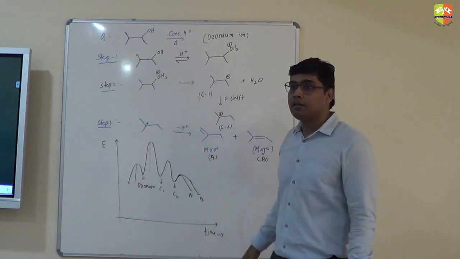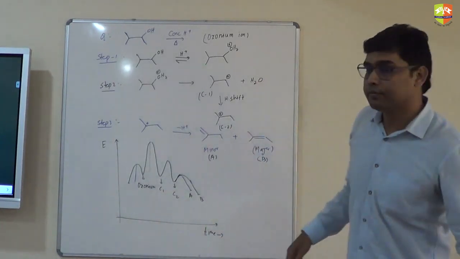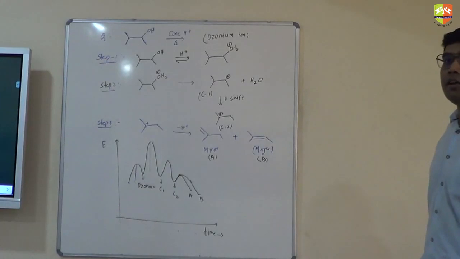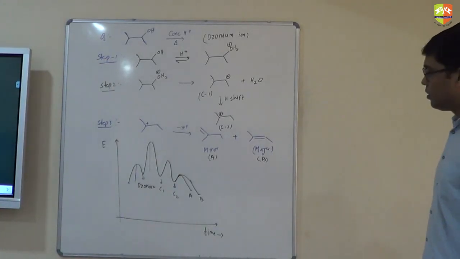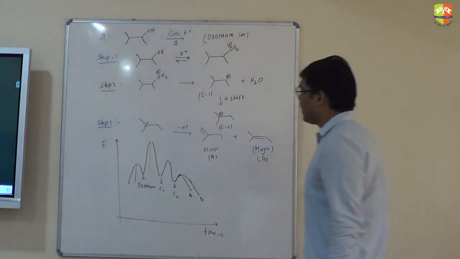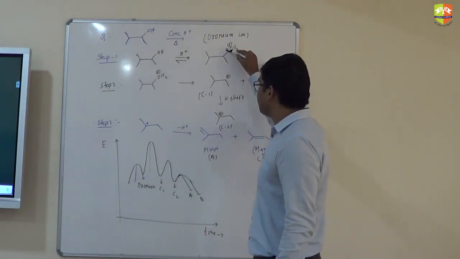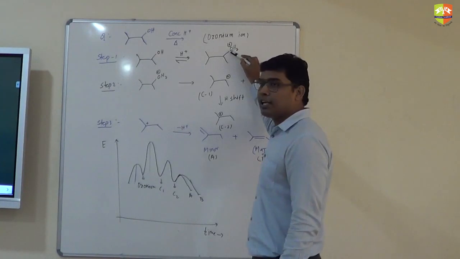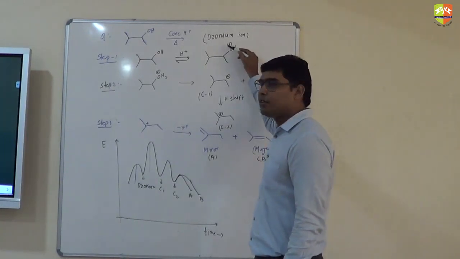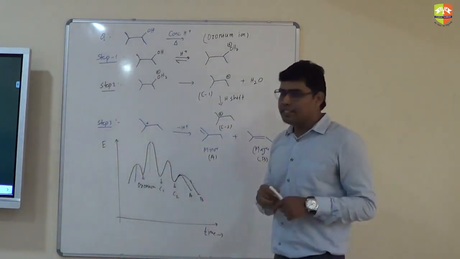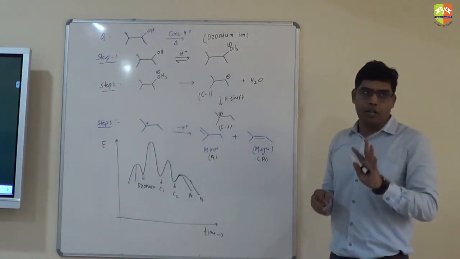C1 and oxygen is the same. See, the oxonium ion is this, and then it is moving. It's not stable because oxygen is an electronegative element and has a positive charge on it. Like this, they ask only two, three types of questions.